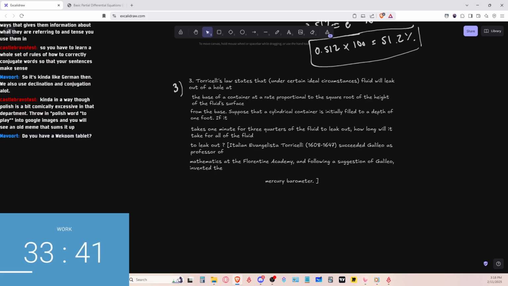So you have to learn a whole set of rules of how to correctly conjugate words so that your sentences make sense, right? So it's kind of like German then. We also use declension and conjugation a lot. Kind of, in a way, though, Polish is a bit comically excessive in that department. Throw Polish words into Google Images, and you'll see an old meme of that somehow. Interesting.